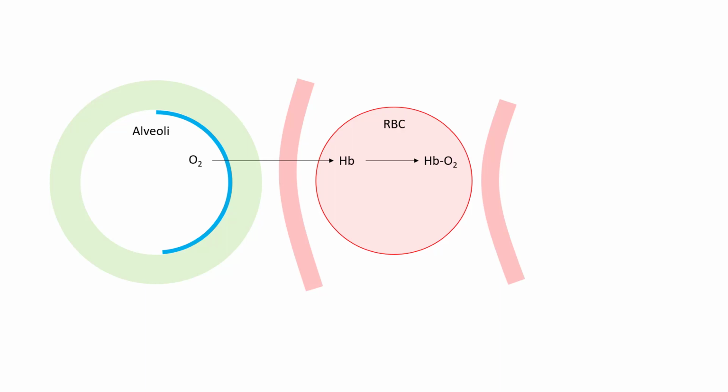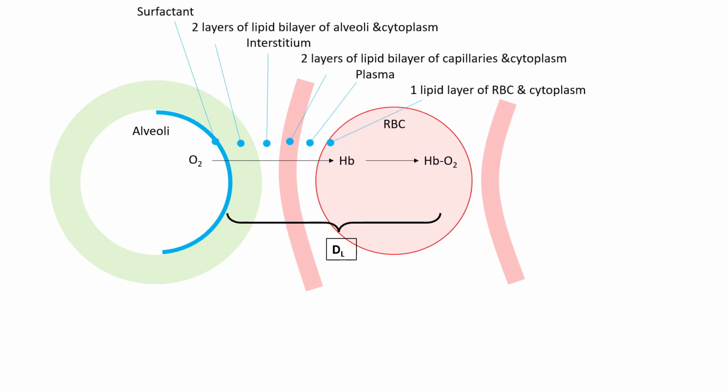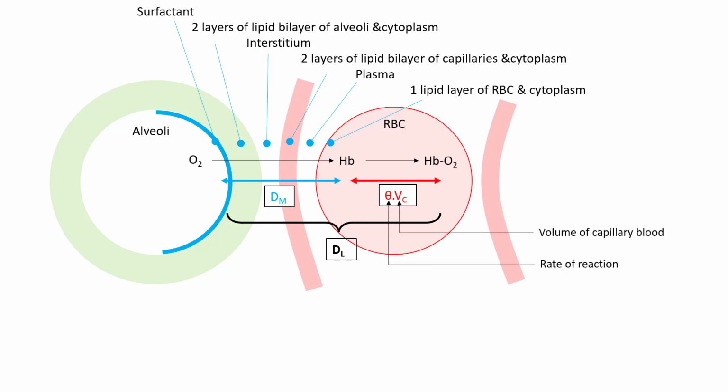For a molecule like oxygen, it has to traverse multiple membranes to reach the hemoglobin molecule and then combine to form oxyhemoglobin. The whole process constitutes the diffusion capacity of the oxygen molecule. It constitutes two parts. The first part is the diffusion through the membrane, and as you can see, it has to pass through multiple membranes to reach the hemoglobin molecule, and this is your diffusion through the membrane part. The second part is the reaction, which comprises hemoglobin attaching to the oxygen molecule, and this depends upon the rate of reaction and the volume of capillary blood.